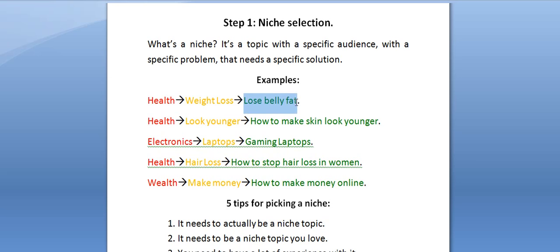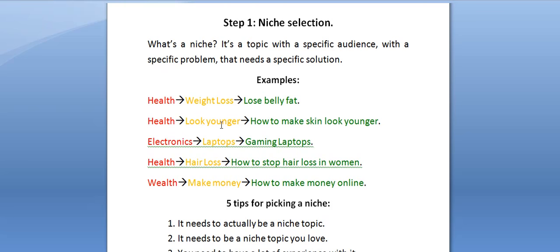Now, if you narrow that down even more to something like losing belly fat, then you have a specific niche audience. So think of it in these terms. You should ideally pick something that's in the green, and in this case, losing belly fat is a specific issue that has a specific audience with a specific problem. They're interested in losing belly fat, and they need a specific solution to that.